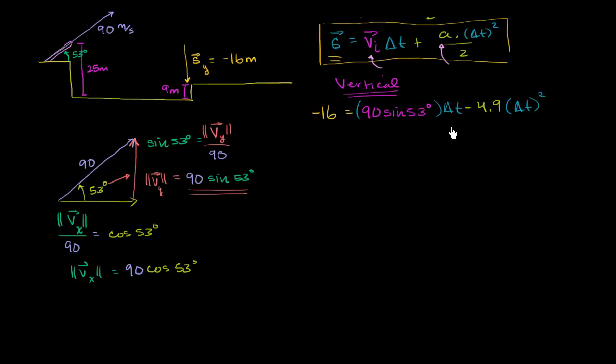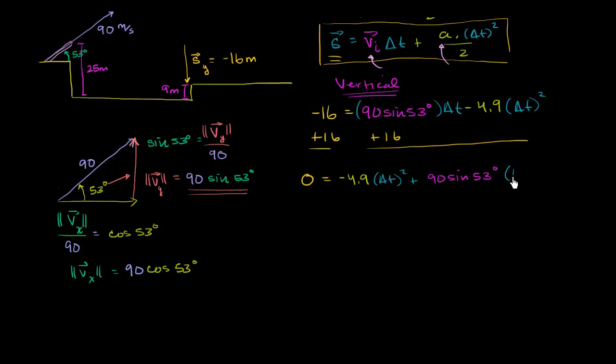So let's put all of this on one side of the equation. Let's add 16 to both sides. On the left-hand side, you just get a 0. 0 is equal to, and I'll write it in the traditional way that we're used to seeing it, the highest degree term first. So negative 4.9 times delta t squared, plus 90 sine of 53 degrees times delta t, and then plus 16. All of this is equal to 0.